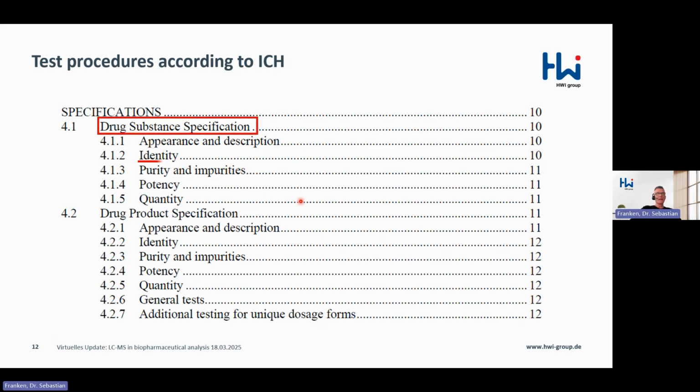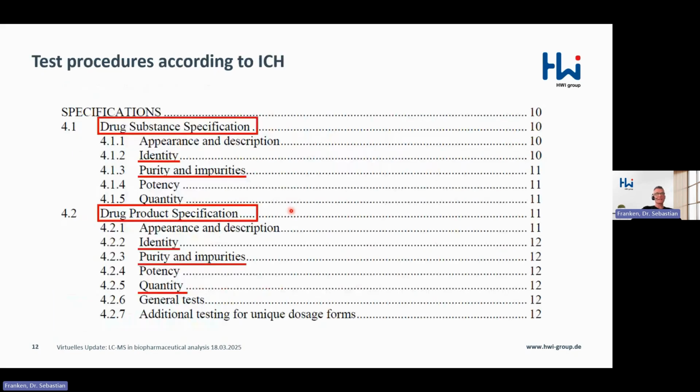LC-MS is mainly important in these three categories. So identity testing, purity and impurities, and also quantity, because if you do it right, mass spectrometry is also quantitative. Potency, we need bioassays. Sometimes we can check for enzymatic products by LC-MS, but mainly we need bioassays and things like this. So LC-MS is not the main technique for potency. And in appearance and description, we have visual inspections, for example, in this part.